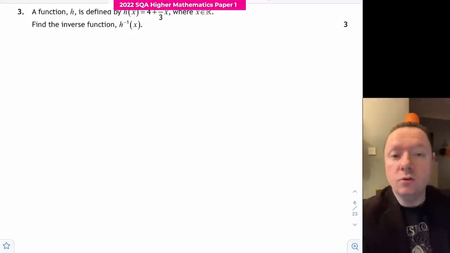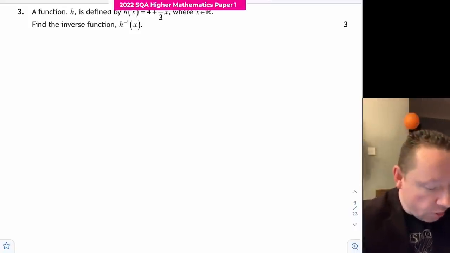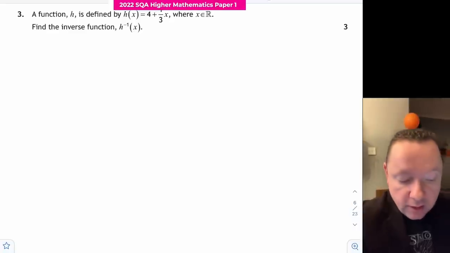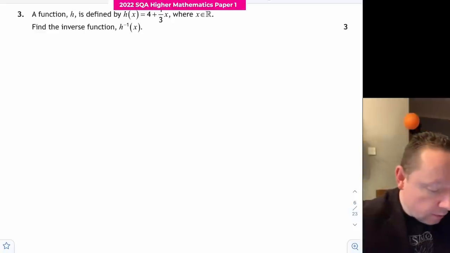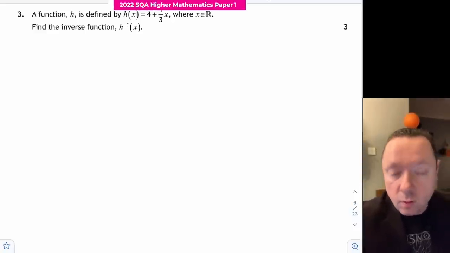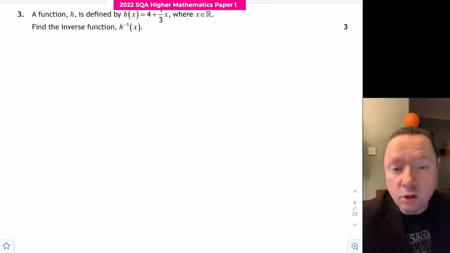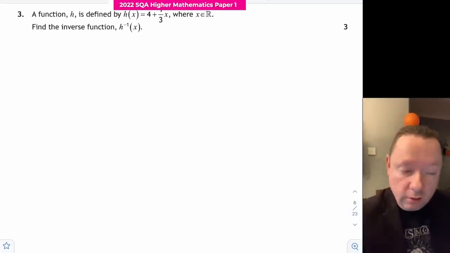SQA Higher Maths 2022 Paper 1 Question 3. A function h is defined as h of x equals 4 plus a third of x, where x is a member of the real numbers. Find the inverse function h to the minus 1 of x. This is worth 3 marks. There are a couple of methods you could use, so I'll go through both in case you used or prefer an alternative method.